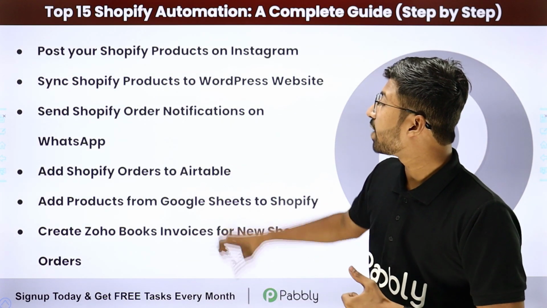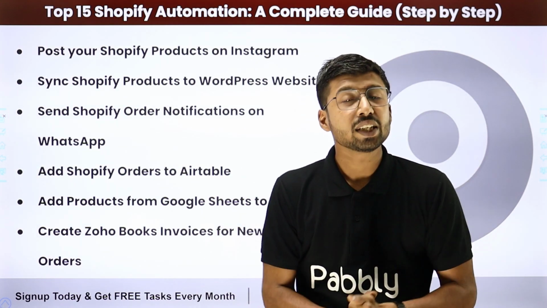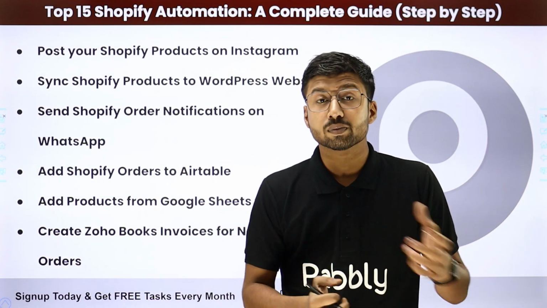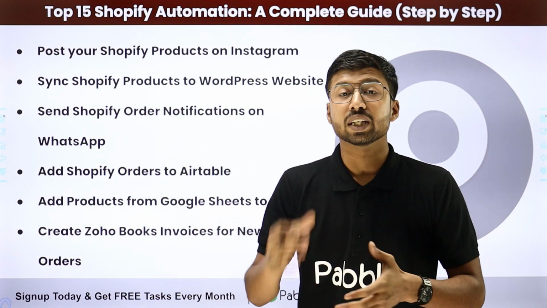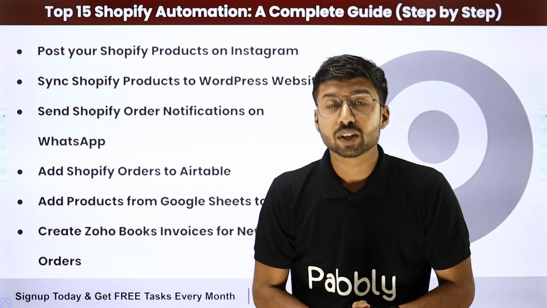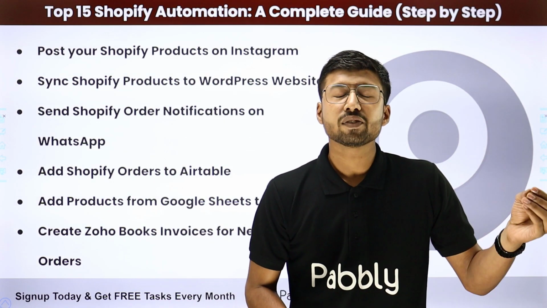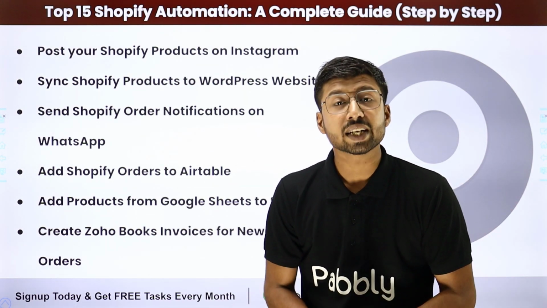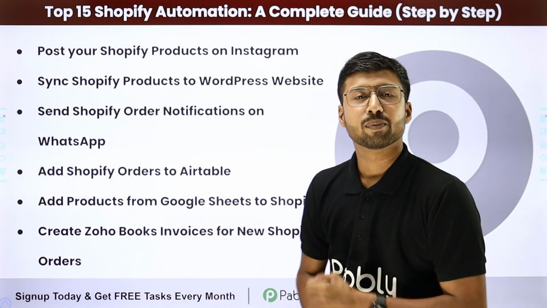The next automation that we have is sending Shopify order notification on WhatsApp. Let's say you receive a new order from your customer. Now you want to send a WhatsApp notification as the order confirmation with the order details to that customer. So using this automation, you can do that as well in such a way that you receive a new order and instantly, within seconds, an order confirmation with all the details is sent to the customer's WhatsApp message.